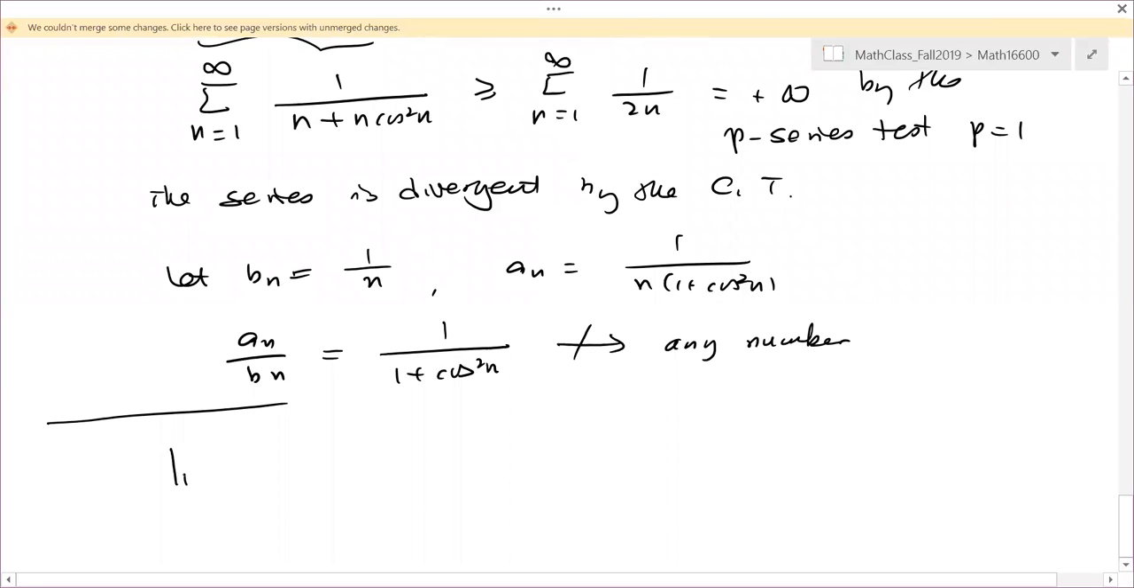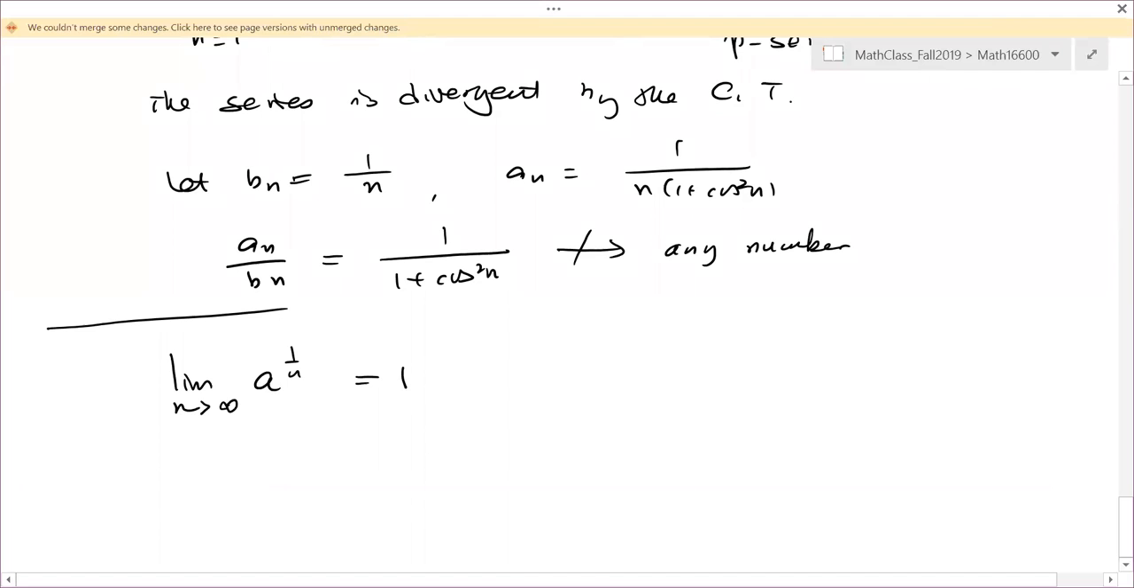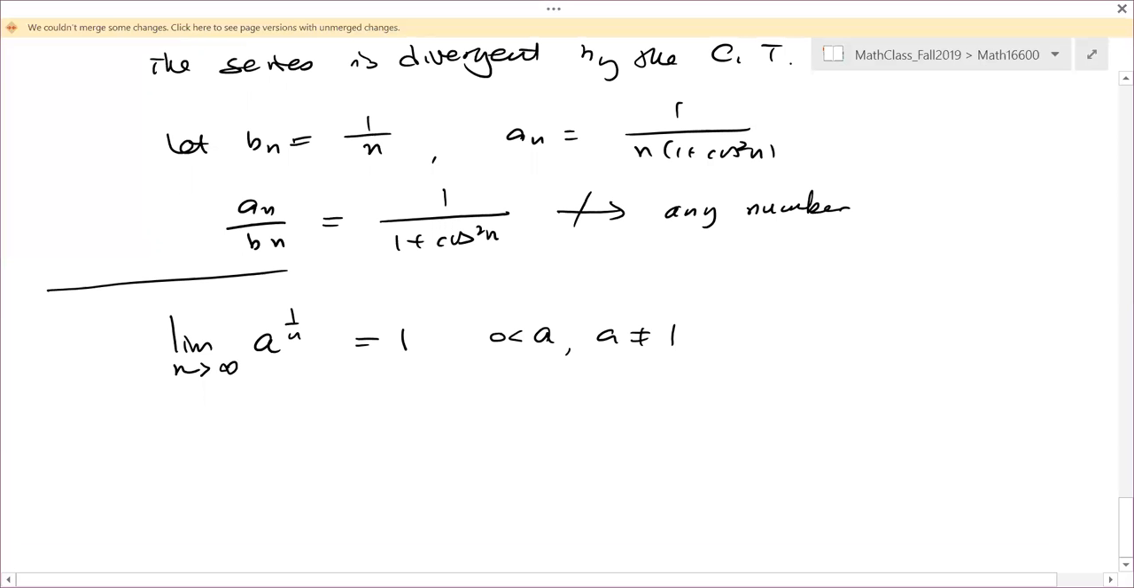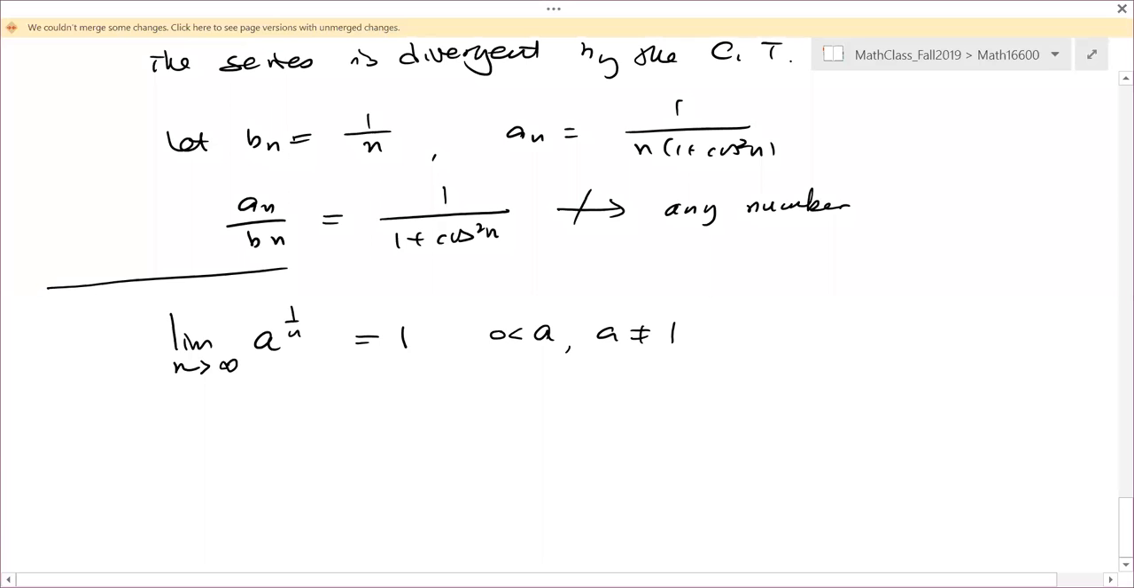Remember, we know the limit as n approaches infinity of a to the 1 over n is going to be 1. The reason is a to the 0 is 1. Here, a can be any number, usually not equal to 1, and when a equals 1, of course, it's always equal to 1. This is the important fact. I know it's going to be 0, but I don't know how much. I know it approaches 1. How quickly it approaches 1, we don't know.